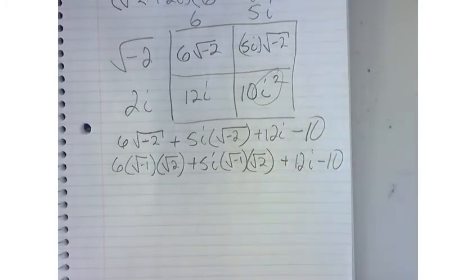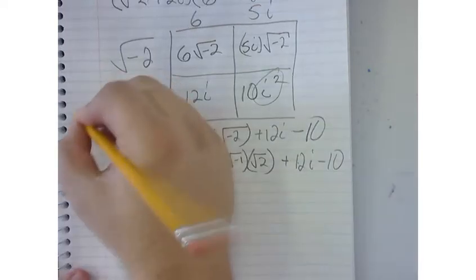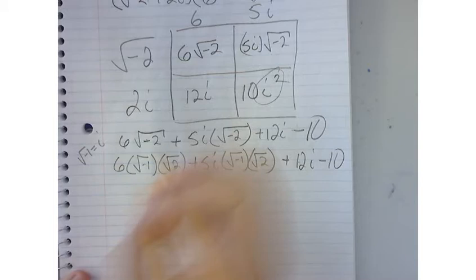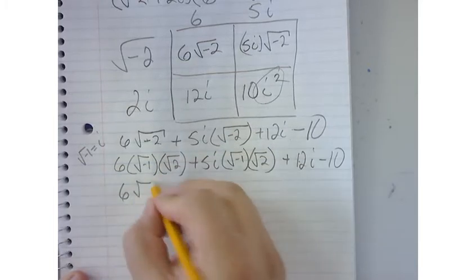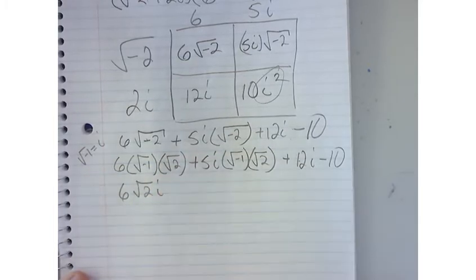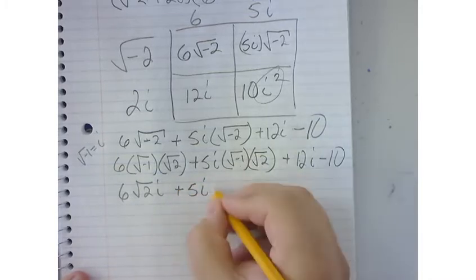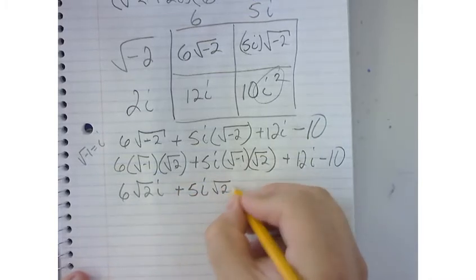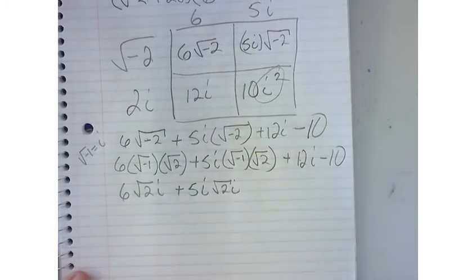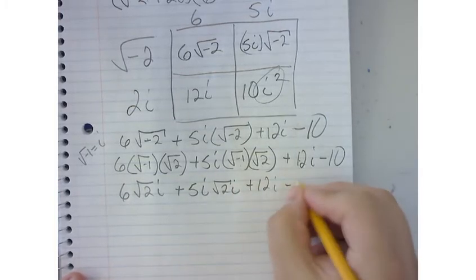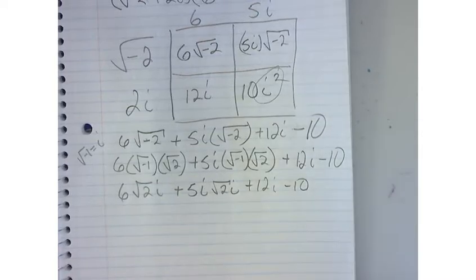Well, what is the square root of negative 1? i. So this becomes 6 times the square root of 2, i. And then this one over here becomes 5i times the square root of 2 times i. And then this becomes 12i. Well, it always was. Alright, cleaning it up a little bit.